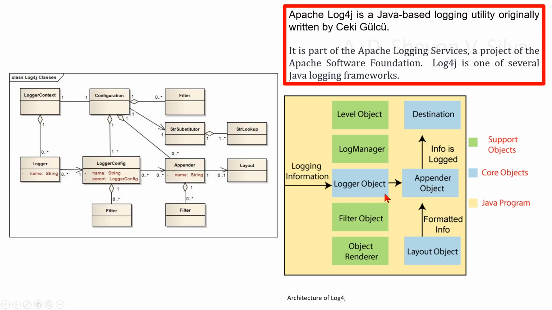The logger object is connected to the appender here, and here the layout object is connected to the appender object. Formatted info is passed from the layout object to the appender object. The appender object is connected to the destination object. Log info is passed from the appender object to the destination object.